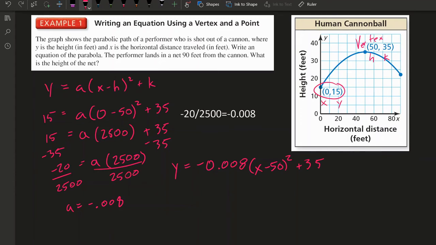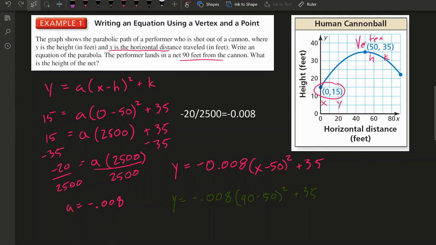So if the performer lands 90 feet away from the cannon, what is the height of the net? So looking at this, I see x is the horizontal distance. So if the horizontal distance is 90 feet away from the cannon, that means I'm just going to plug in 90 for x to answer that question. Y is equal to negative 0.008(90 minus 50) squared plus 35.